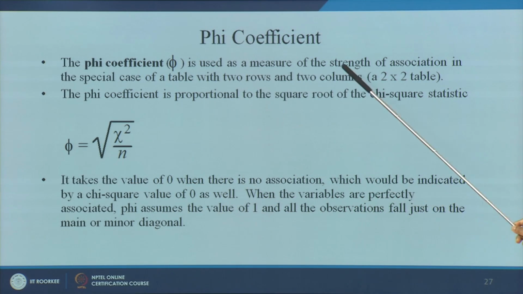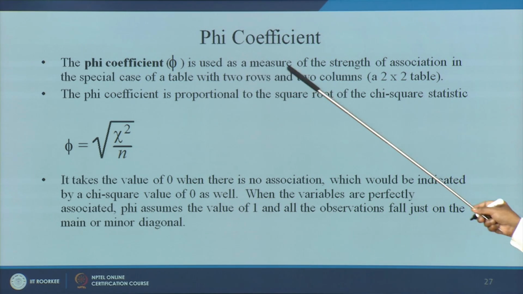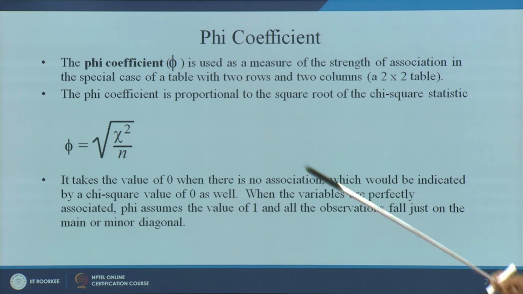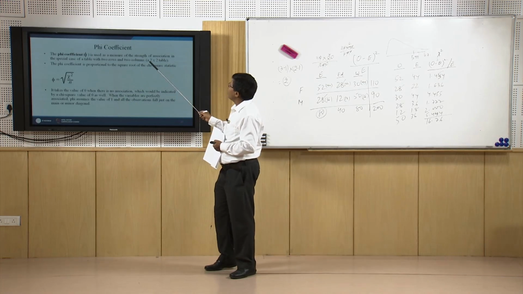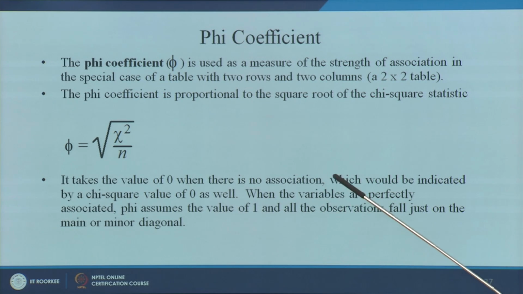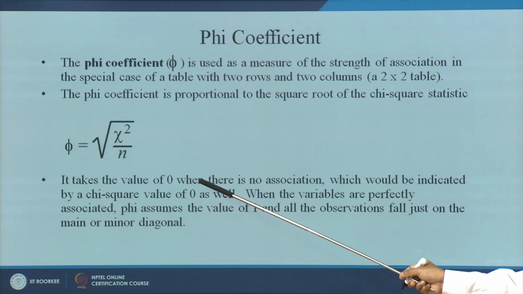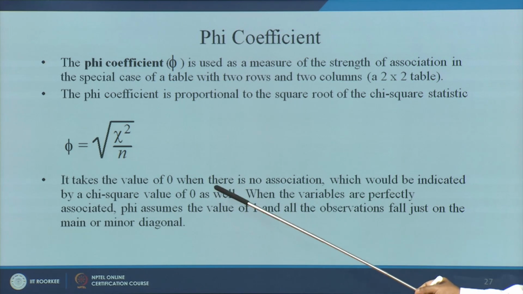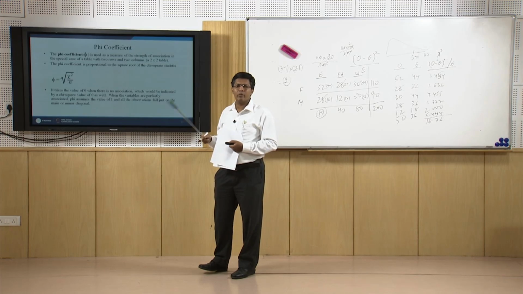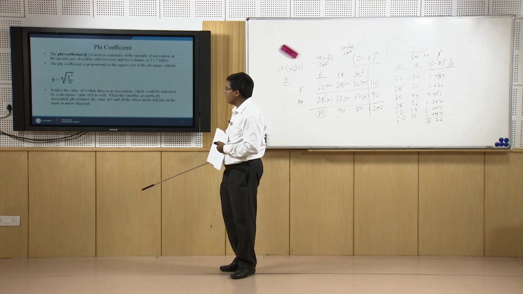What it basically does is it helps in measuring the strength of association between 2 variables, like in any test, right. So, the phi coefficient, when it is 0, there is no association, and when it is close to 1, we will feel that they are perfectly associated. There is a high degree of association between the 2 variables, okay.